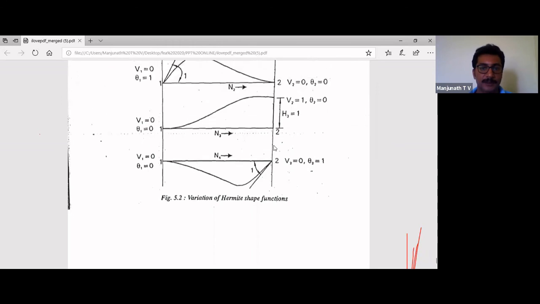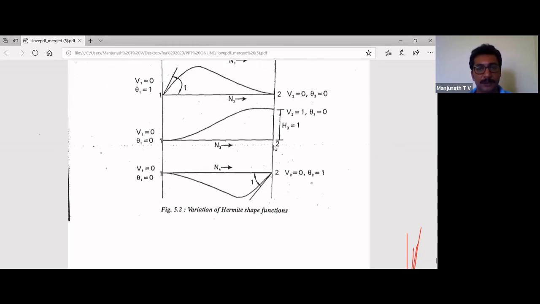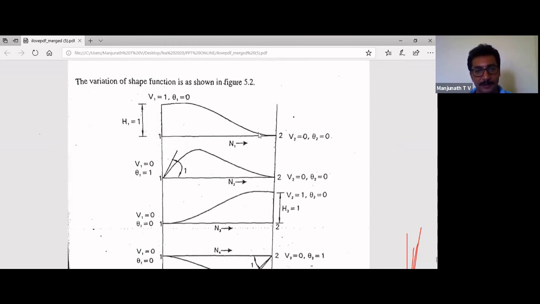So this is h1, h2, h3, h4. For all the possible conditions, the shape variation takes place like this for the beam element.